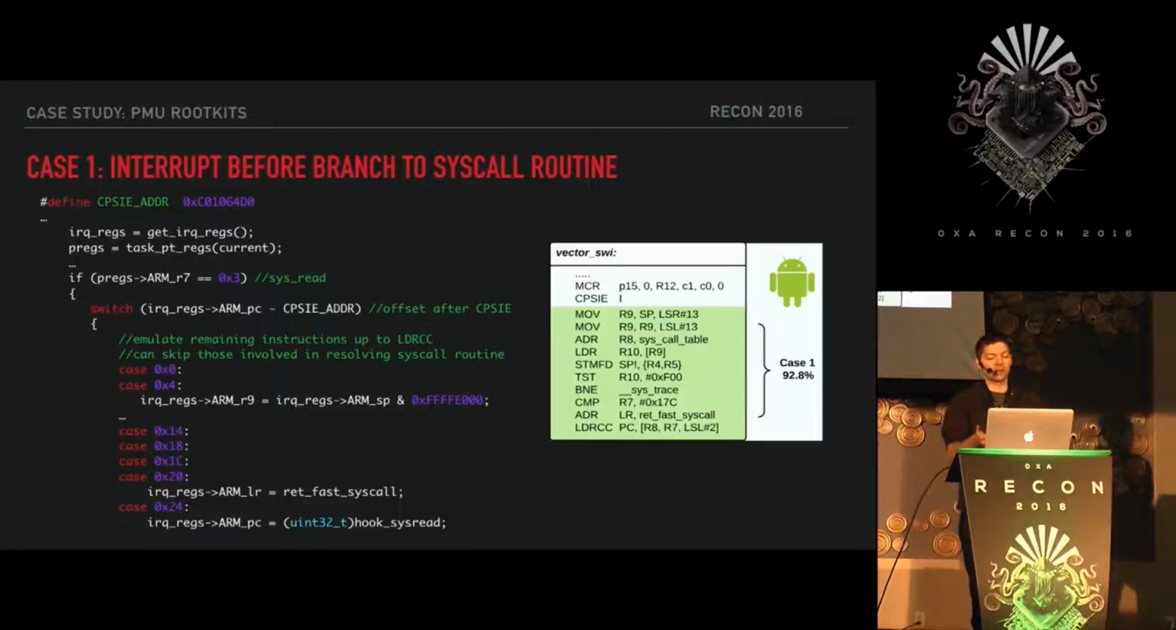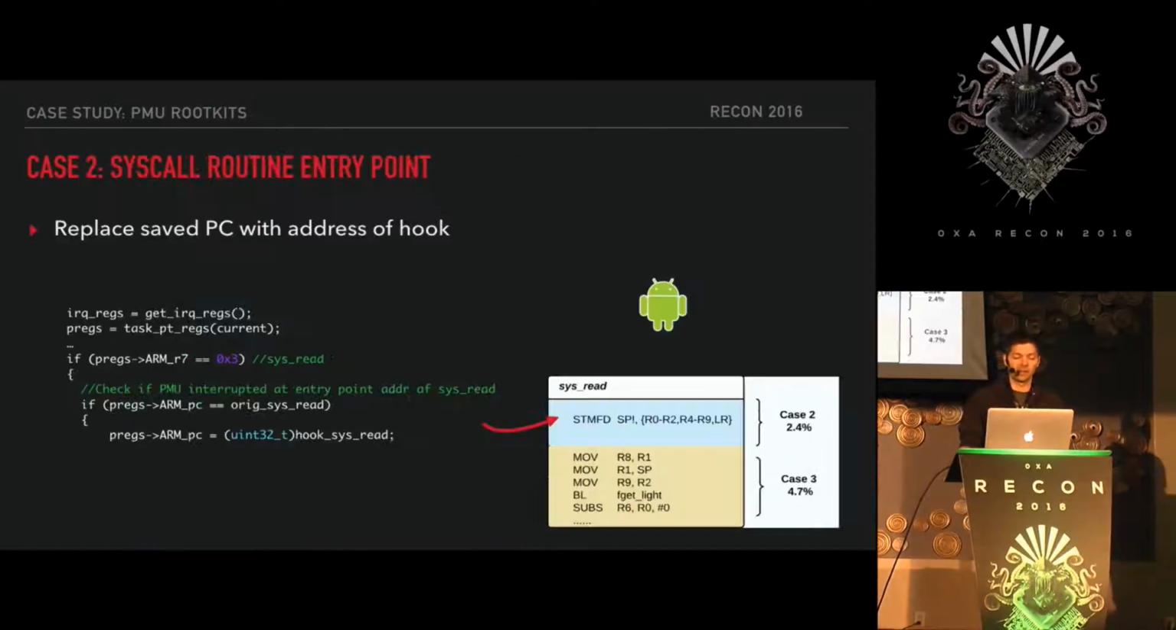So we compute an offset, and then we can emulate the remaining instructions. But we can ignore every instruction that's dealing with resolving the syscall routine's address from the syscall table lookup, because we're going to be taking care of that. We just apply whatever this code's doing towards the saved registers, and then at the end, we can set the link register and set the program counter to our hook. So that's sort of an easier case.